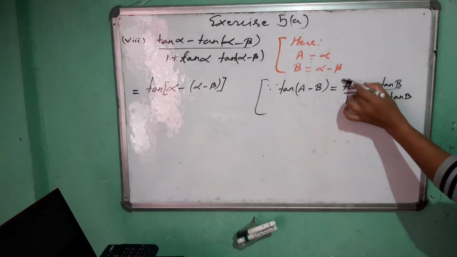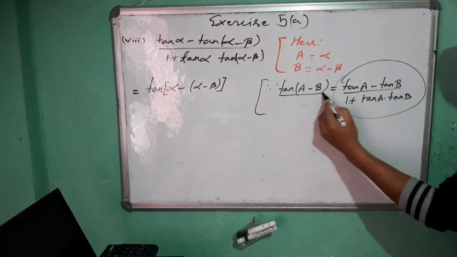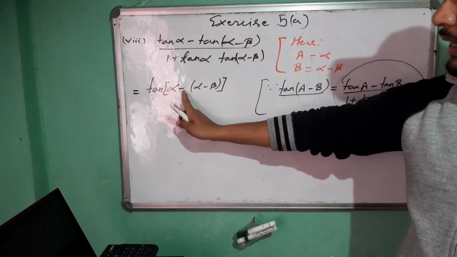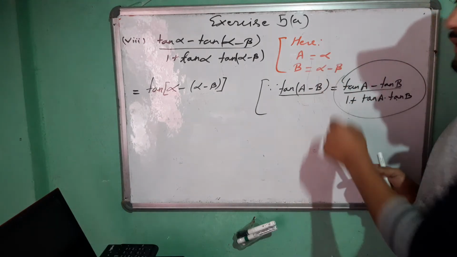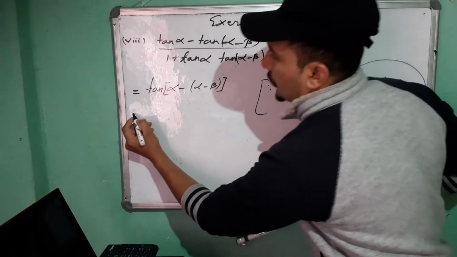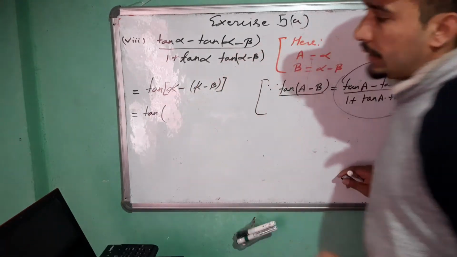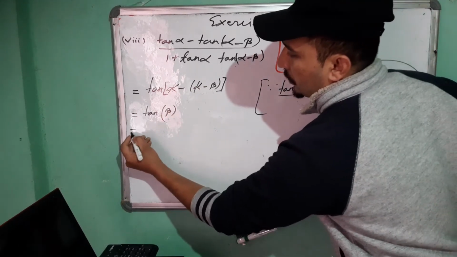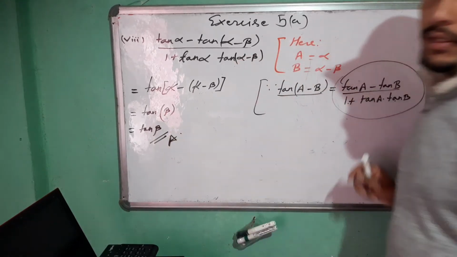And if you have this tan a minus tan b over 1 plus tan a tan b, you can write it as tan(a minus b). Here a is alpha and b is alpha minus beta. So from here, alpha and alpha get cancelled, minus into minus is plus beta. So tan beta is your answer.